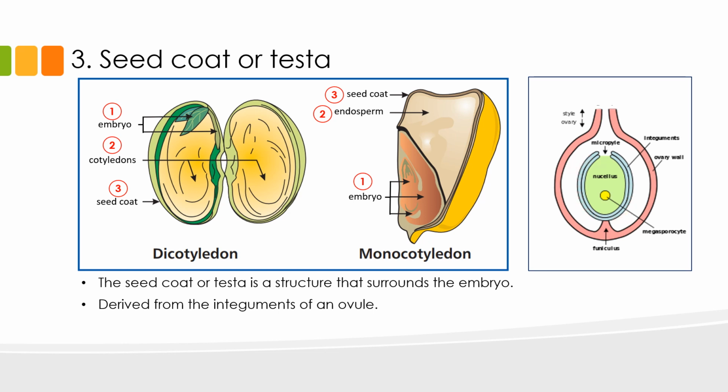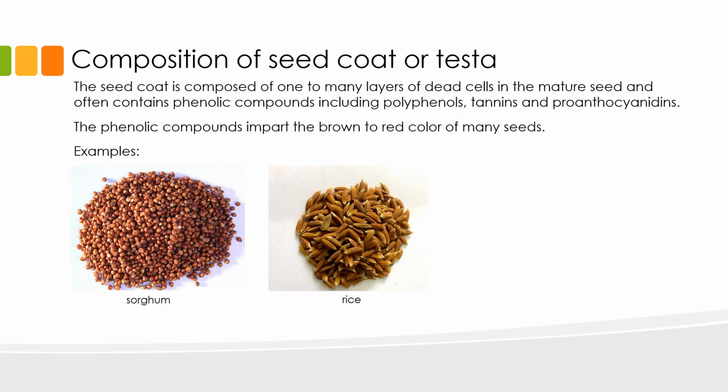The main function of the seed coat is to provide protection to the embryo inside the seed. The various chemical compositions of the seed coat contribute to its protective functions. The seed coat is composed of one to many layers of dead cells.